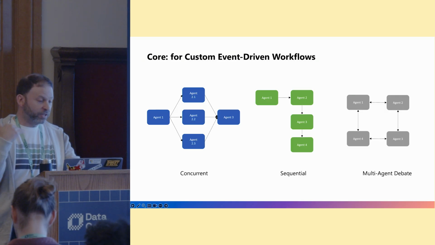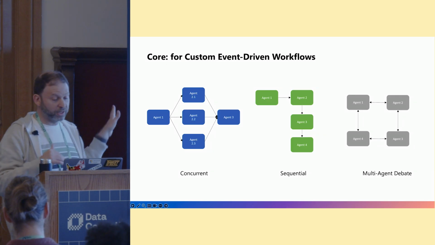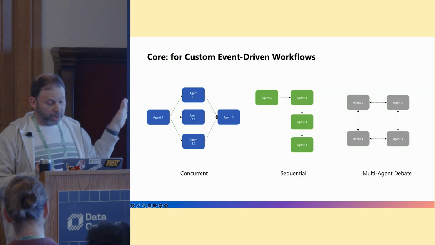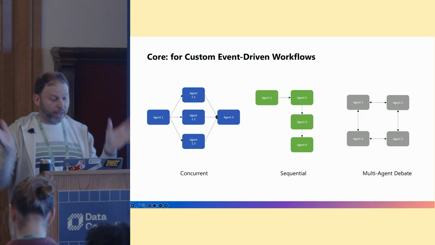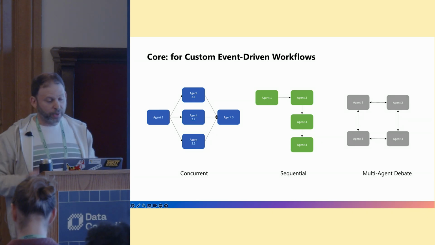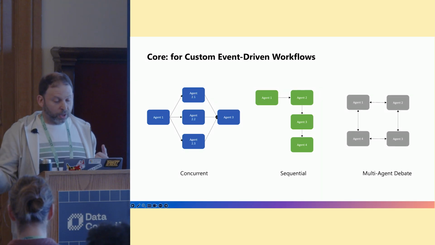When we go a step lower on the core level, this is really about the event-driven workflows. And again, you have the scaffolding to build all sorts of different kinds of workflows. So here's just a couple of examples. On the left-hand side, if you have a concurrent workflow, so again, agent 1, and then you sort of parallel path multiple concurrent agents, and then agent 3. The one in the middle is just a sequential one. The one on the right is what's called a multi-agent debate.